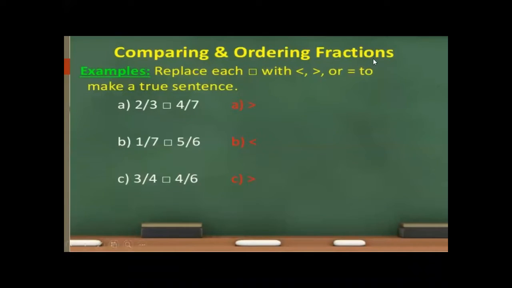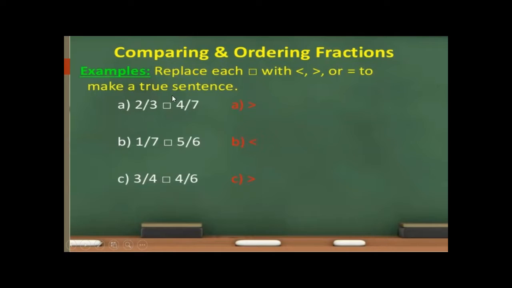Okay, now comparing and ordering fractions. Please listen to me carefully and look at your slides carefully, students. Example: replace each box with less than, greater than or equal to, to make a true sentence. How can we make this true? We have to fill these boxes. I have here 2 upon 3 and 4 upon 7, 1 upon 7 and 5 upon 6, 3 upon 4 and 4 upon 6.